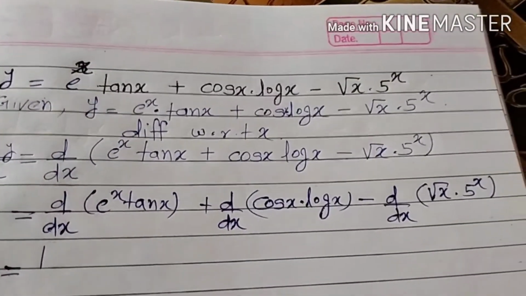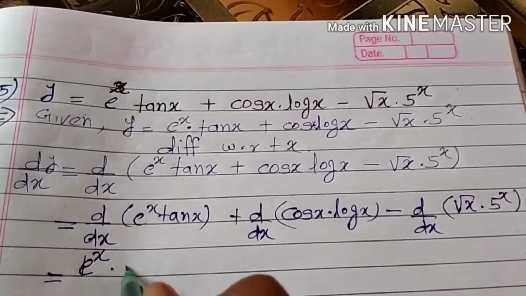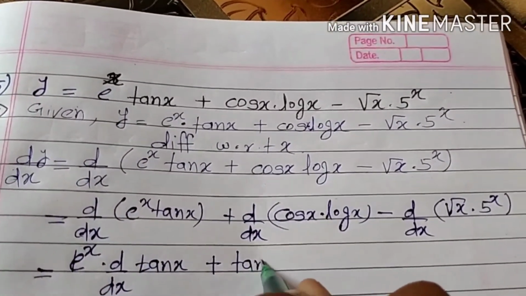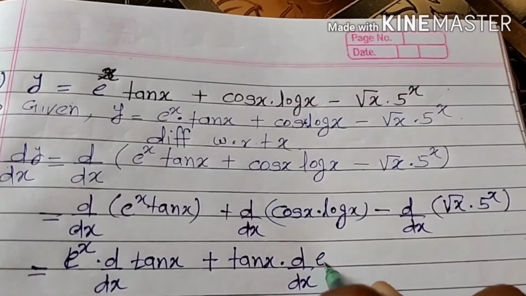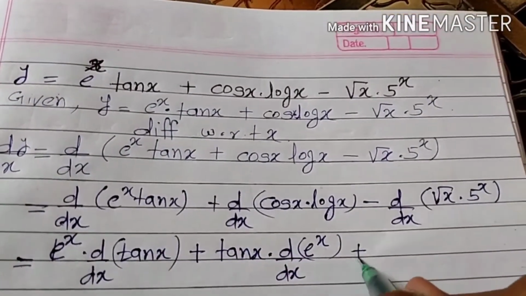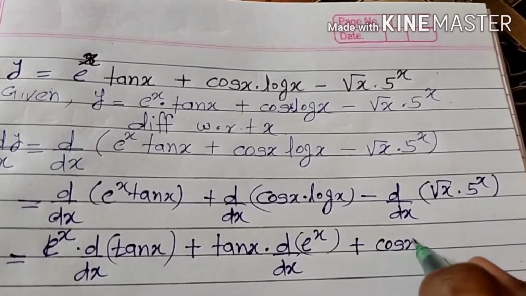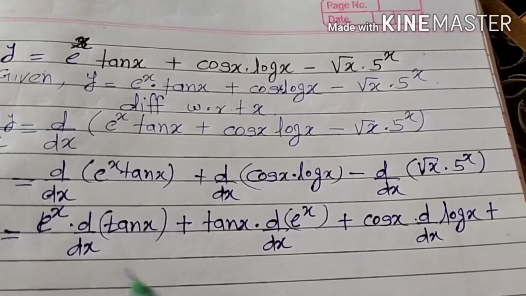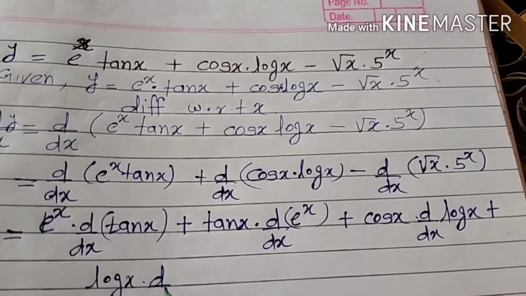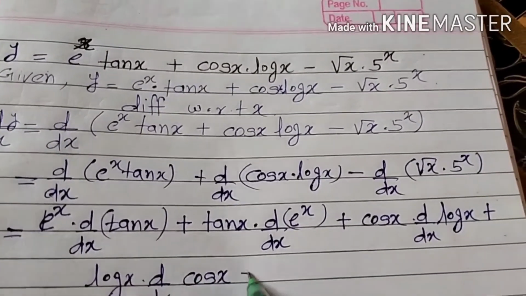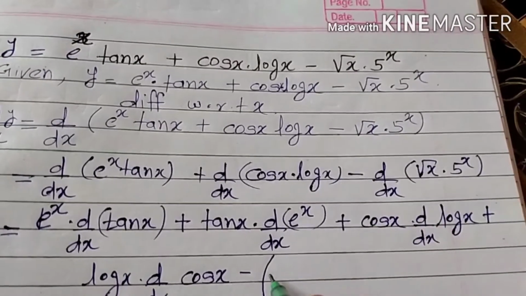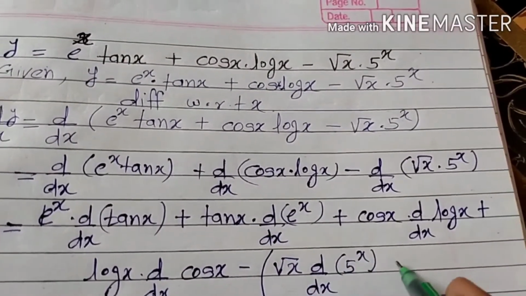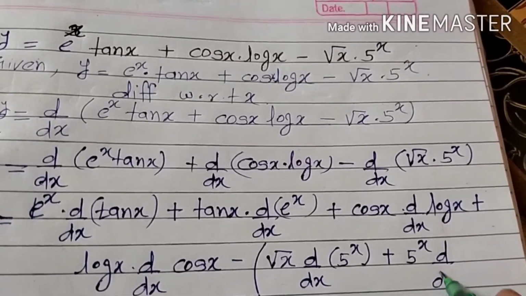Second, first function as it is, derivative of second, plus second function as it is, derivative of first, plus log x, cos x as it is, derivative of log x, plus log x as it is, and derivative of cos x, minus, now use here bracket because here is minus sign, so root x as it is, derivative of 5 raised to x plus 5 raised to x as it is, derivative of root x.